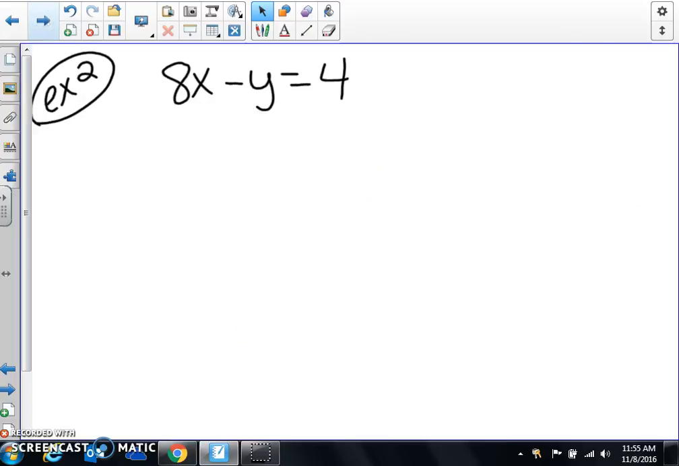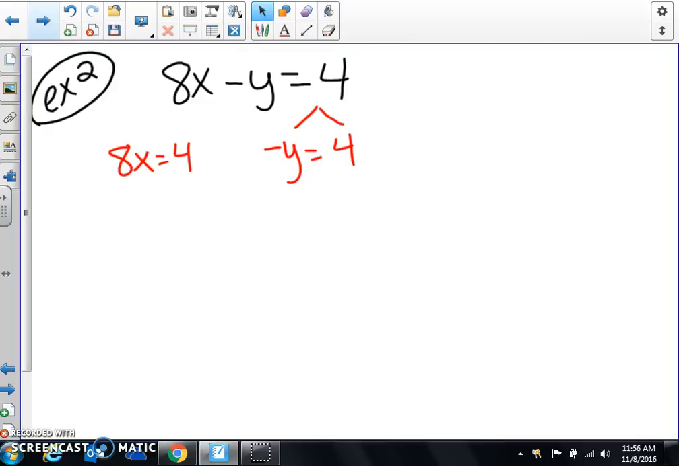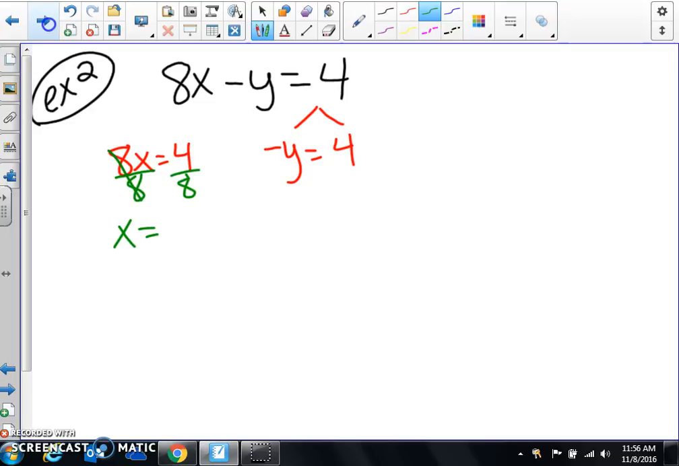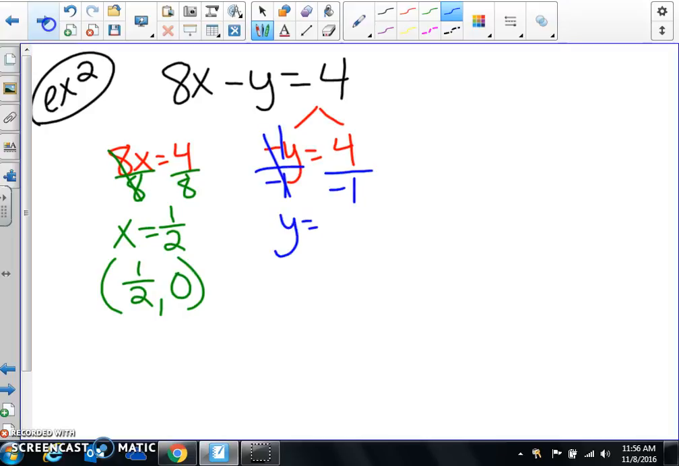Once again, this is already an ax plus by equals c, so I can go ahead and break it up. This is 8x equals 4, and then remember, always take the sign in front. Negative y equals 4. All right, so I'm going to go ahead and divide both sides by 8. 4 divided by 8 is 1/2, so that point is 1/2, 0, because that's the x value. Over here, you divide both sides by -1, y equals -4. That's the point 0, -4.